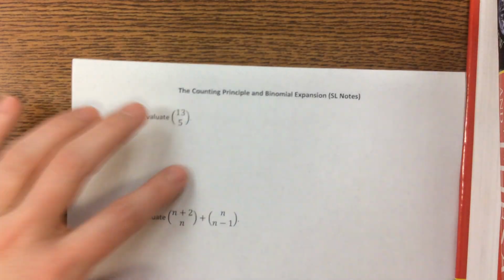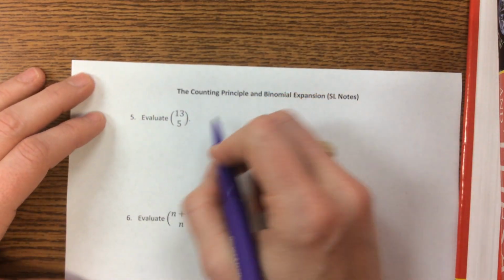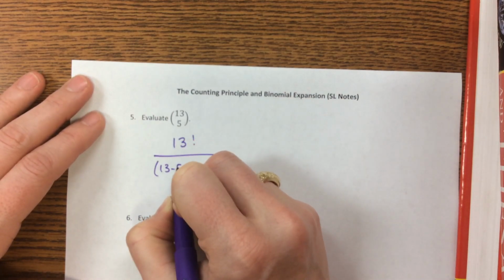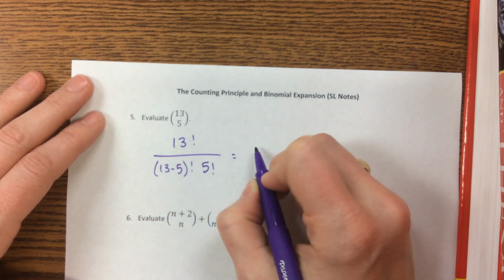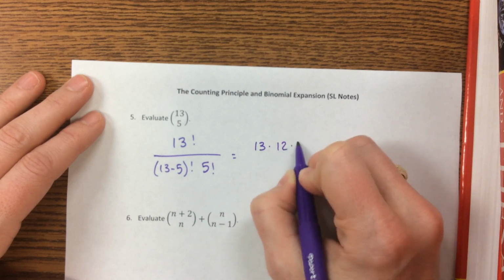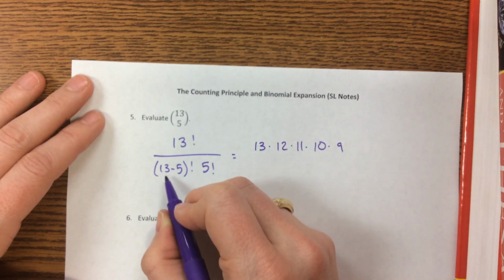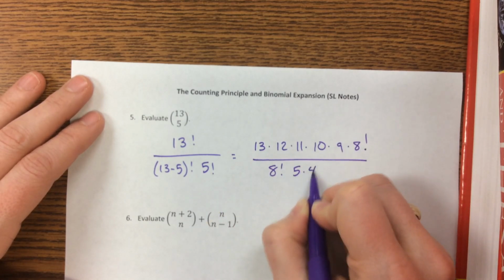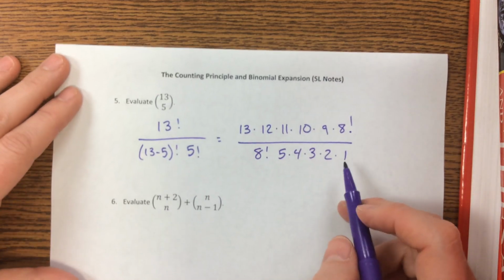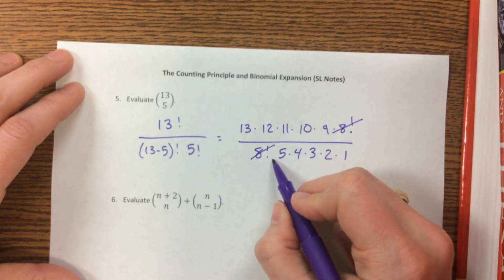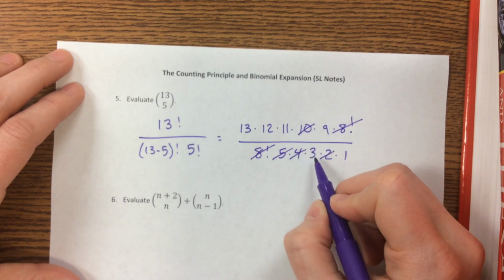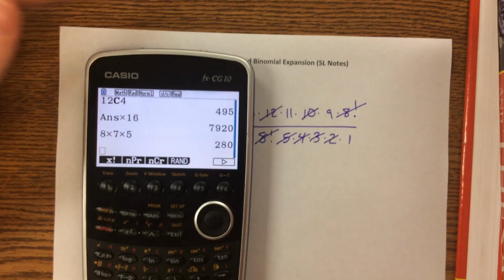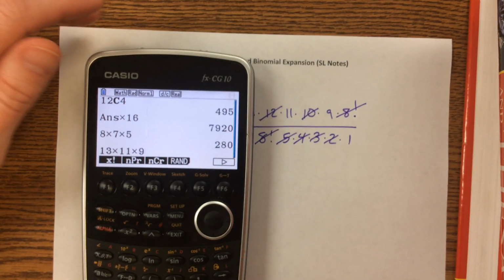The next one becomes 13 choose 5. That's 13 factorial over 13 minus 5 factorial times 5 factorial. 13, 12, 11, 10, 9, what is that, 8? So what can I cancel? This 8 factorial cancels with an 8 factorial. 5 times 2 is 10. 4 times 3 is 12. So I need 13 times 11 times 9.